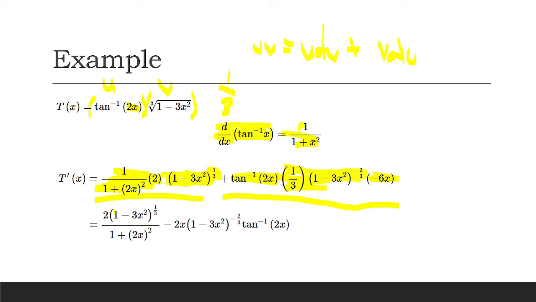So we will have 2 times 1 minus 3x squared raised to 1/3 over 1 plus 2x squared, minus 2x times 1 minus 3x squared raised to negative 2/3 times arctangent 2x. So sinimplify lang natin yan, ano? So itong 1/3 multiply natin dito. But may negative 6x tayo dito. So cancel yung 3 sa ilalim and this will become negative 2x. So ito yung na-form natin. Times this one, the 1 minus 3x squared raised to negative 2/3 times the arctangent 2x. So that is now our final answer.